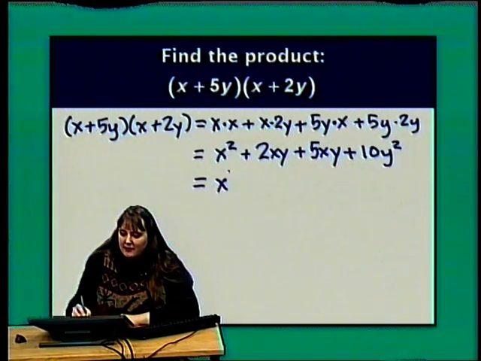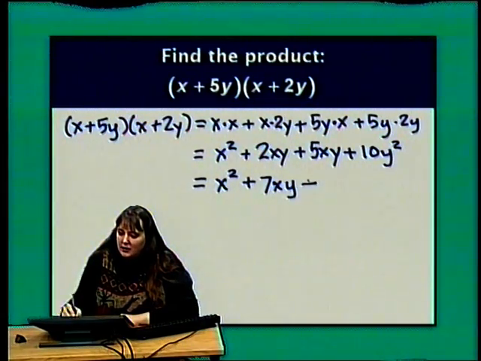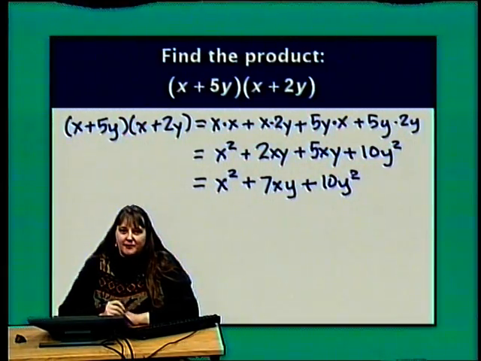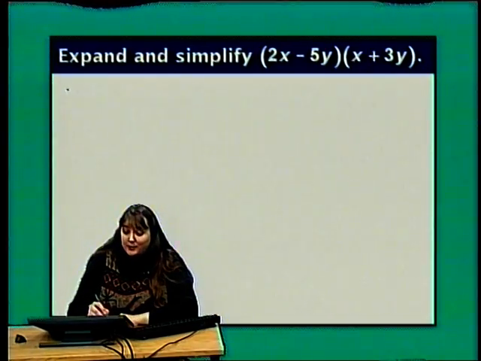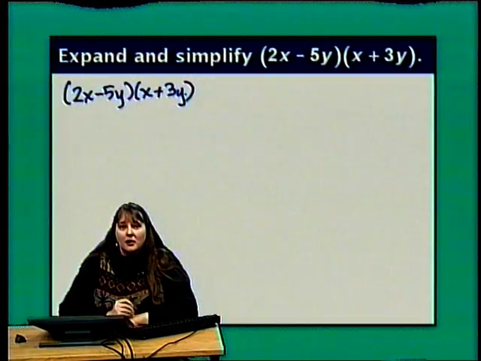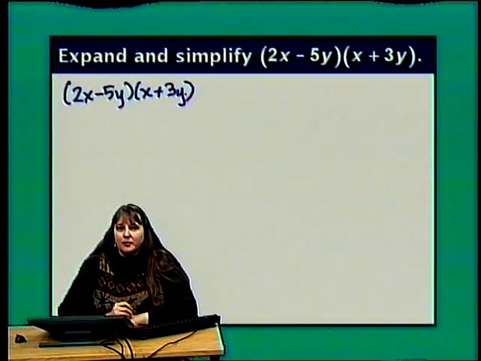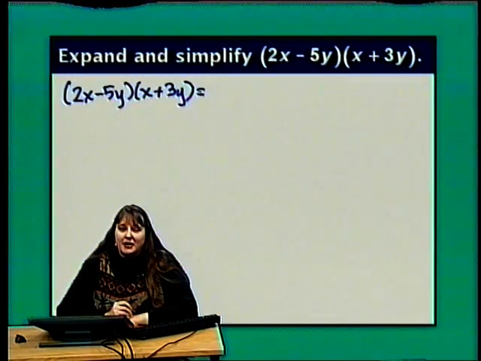Combining like terms, I have x squared plus 7, which comes from the 5 plus 2, xy, plus 10y squared. And now my product is simplified. Let's expand and simplify 2x minus 5y times x plus 3y. Again, we have a binomial times a binomial, so we can use FOIL. I'm going to go ahead and try to do the multiplication in my head.